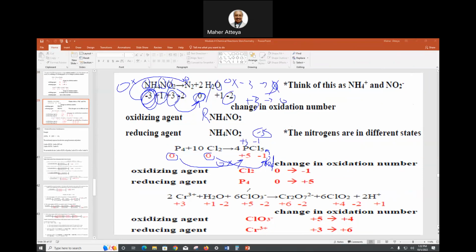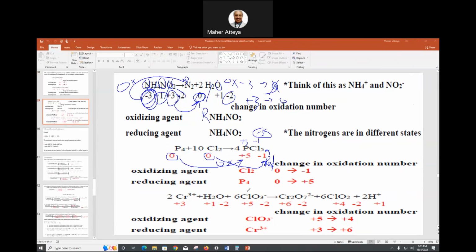Now, the answer is here. Tell me which one is the oxidizing agent and which one is the reducing agent. I gave you the answer, but you have to ask yourself, what does phosphorus do to chlorine? Phosphorus does force chlorine to be reduced, correct? Everybody's following me? So phosphorus is a reducing agent, it does the reduction process.